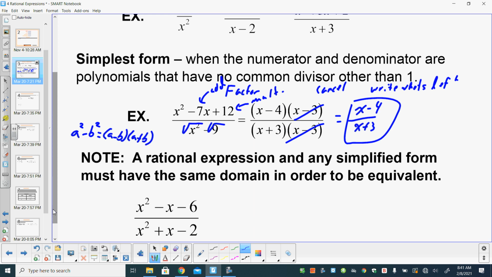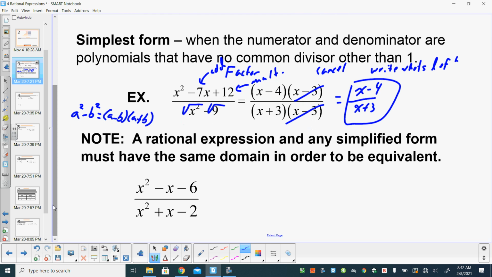Right, let's do one more. Well, I say one more. Let's do a lot more. All right. What's step one? Factor. A trinomial factors into what? Two binomials with a leading term of what? X. So what multiplies to negative 6 but adds up to negative 1?